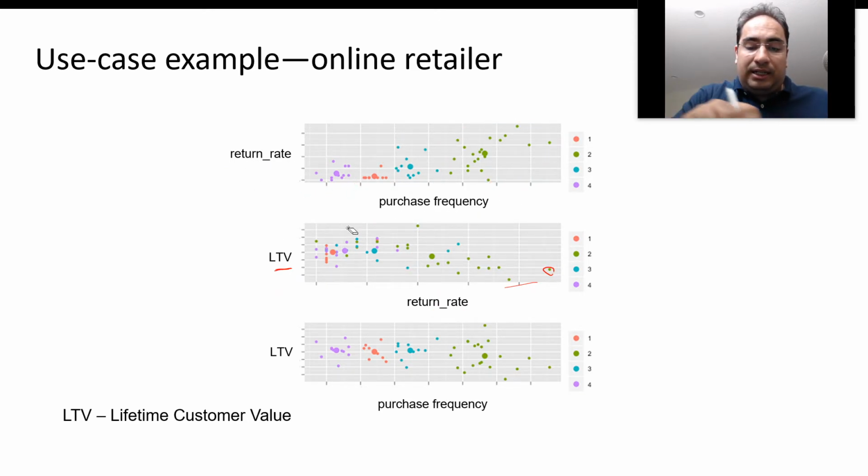And why do we care about this information? Because we can address different people differently. We could say, well, these are some of these groups, for example, here, purchase frequency.